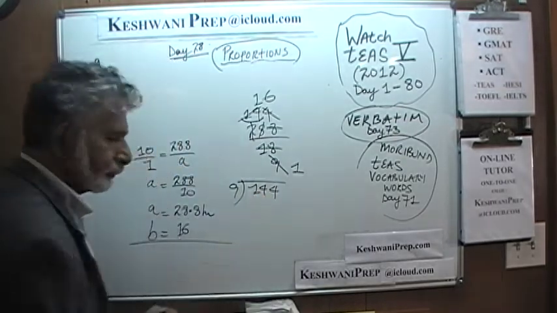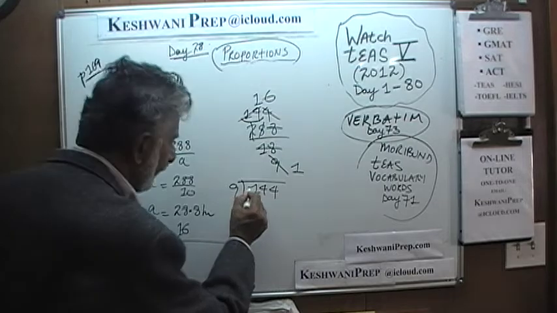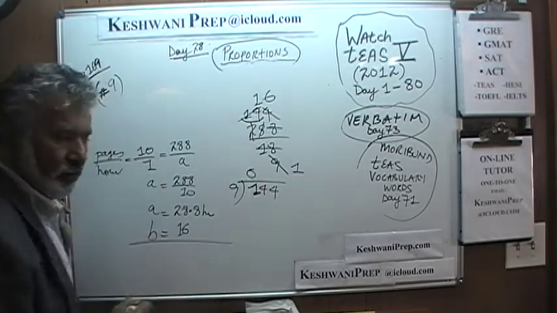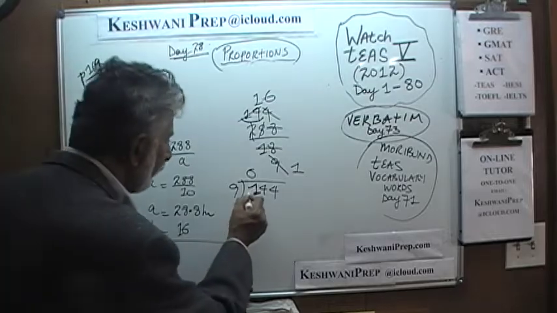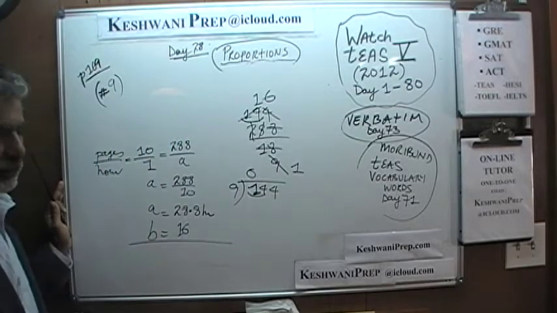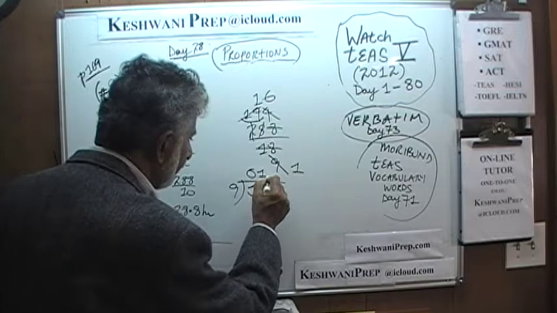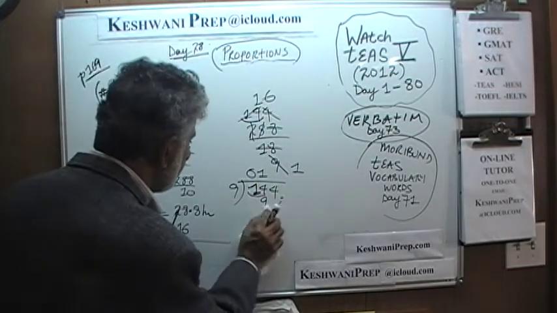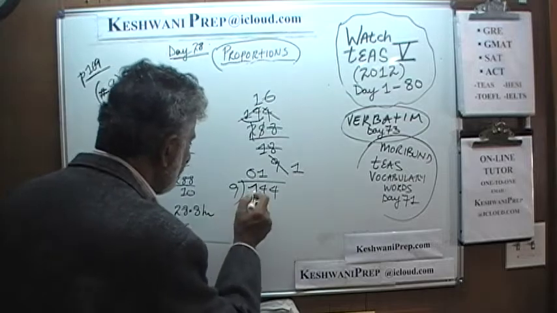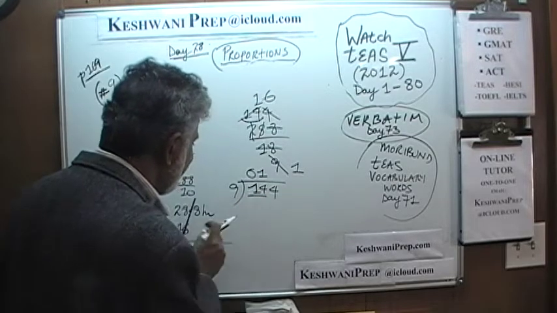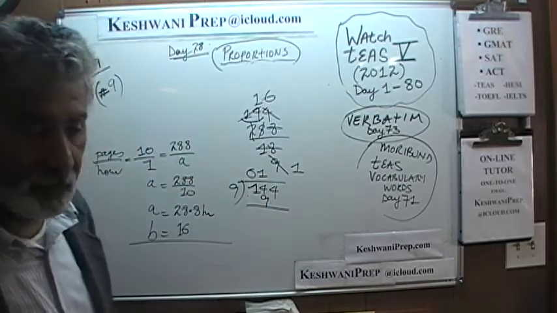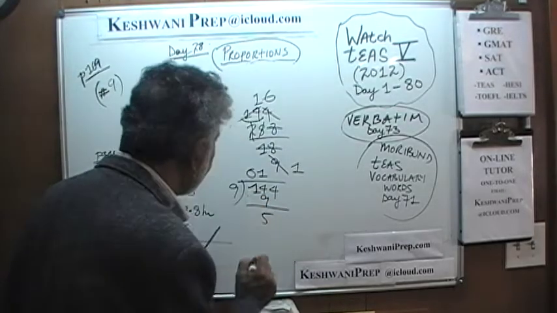144 divided by 9. How many 9s does 1 have? 1 has no 9s. So what happens to it? It goes and joins the 4 and becomes a 14. And 14 has 1 9. After we take away the 9 from the 14, we have a remainder of 5.